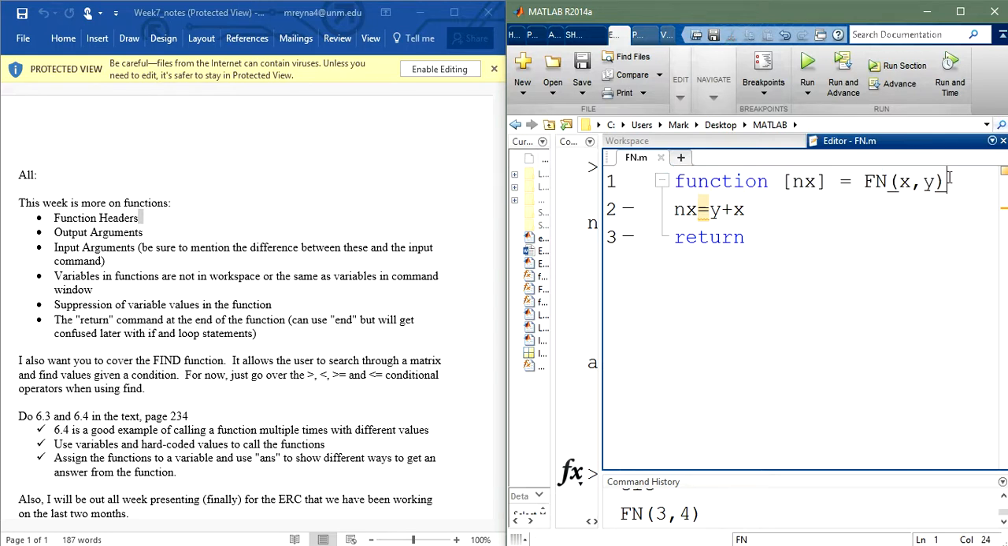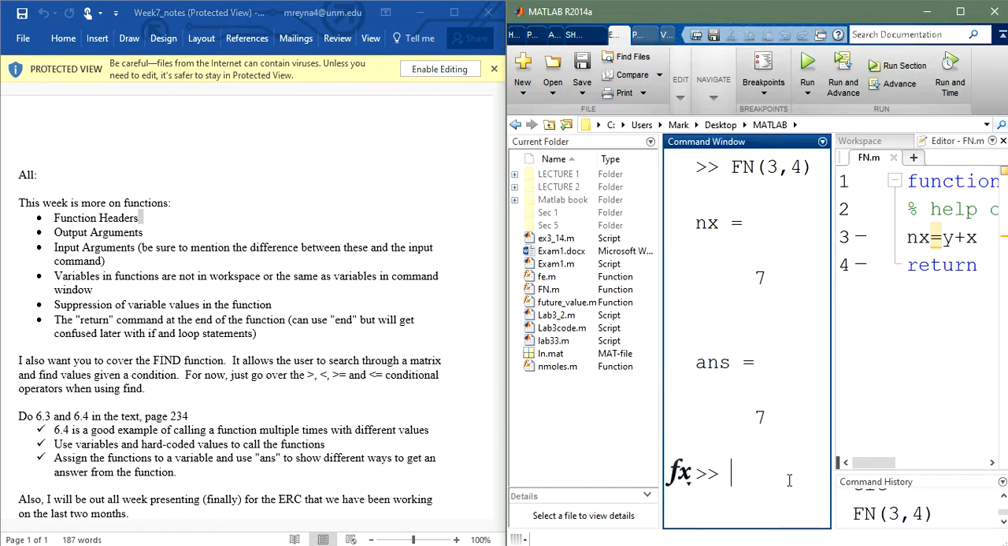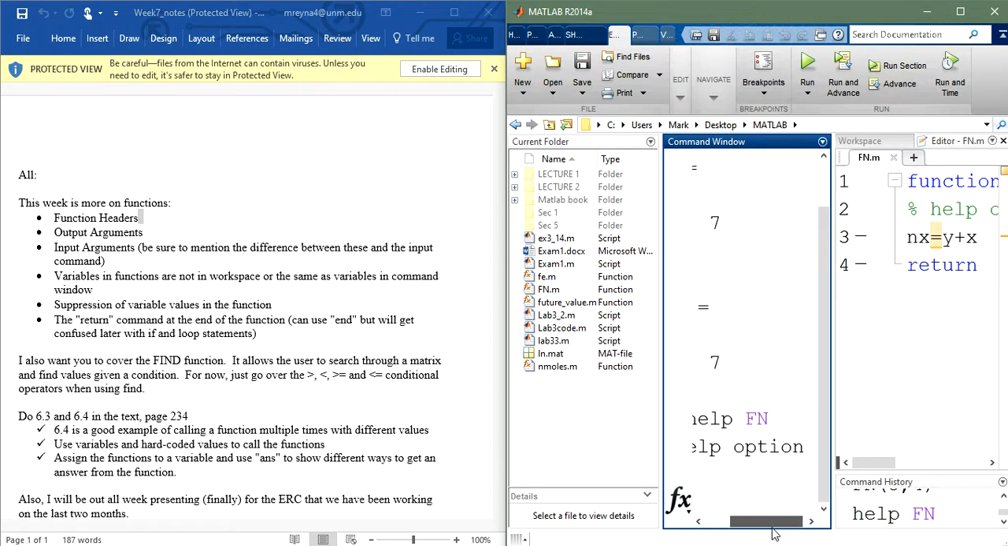Directly under that, we do have this option. This is the help option, and right here we put what our function does. Here I just said it's a help option. But if I go over here and say help fn, you'll see that it's a help option.